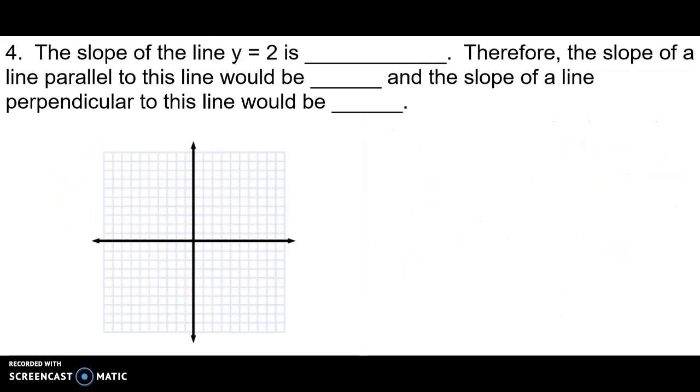All right, question 4 reads, the slope of the line y equals 2. Well, let's graph that. We just talked about it, but maybe you forgot. So here's the graph, y equals 2. I plotted 2 on the y-axis, and now I'm drawing a horizontal line through that point. So the slope of this line, we can see it's horizontal, so we know this slope is 0.